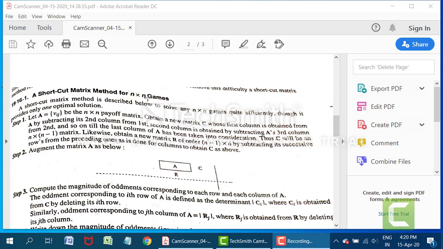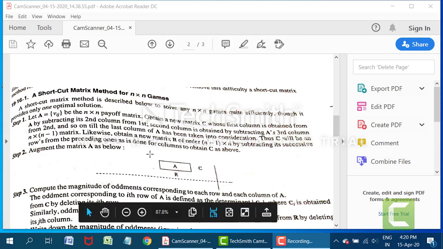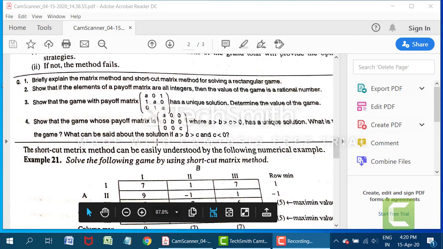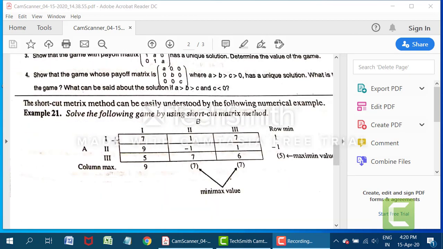In this matrix method, there is a step-by-step procedure. You can go through the step-by-step procedure. I will directly explain with the help of an example. See, this is an example. Solve the following game by using the shortcut matrix method, or simple matrix method. Sometimes the method will not be mentioned.